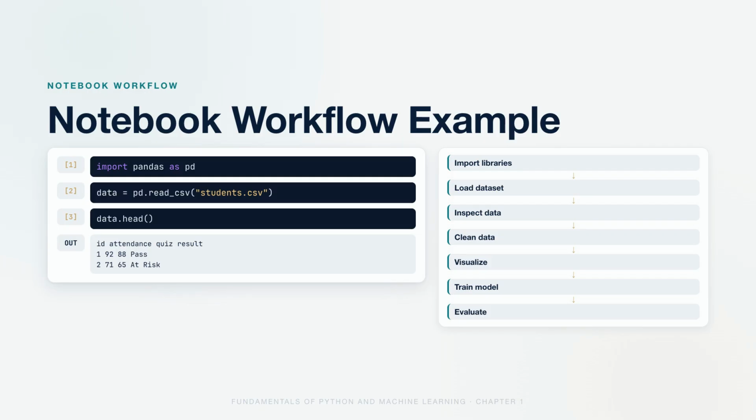A typical notebook workflow might begin by importing libraries. Next, we load a dataset. Then we inspect the first few rows to understand the structure of the data. After that, we clean and prepare the data, create visualizations, train a model, and evaluate the results. For example, a simple notebook might import Pandas, read a CSV file, and display the first few rows of the dataset. This step-by-step workflow helps us understand what is happening instead of treating machine learning like a black box.